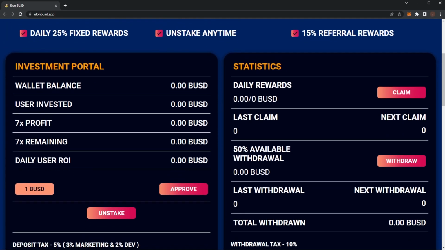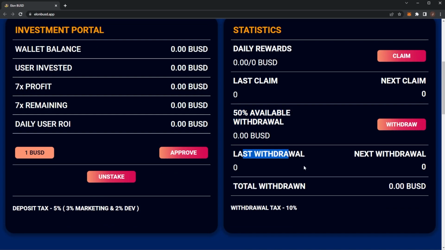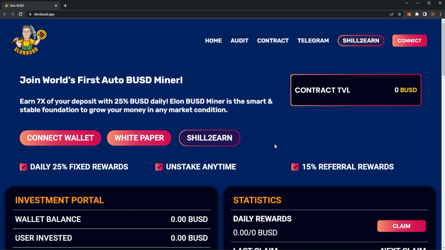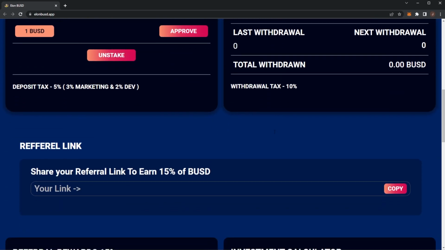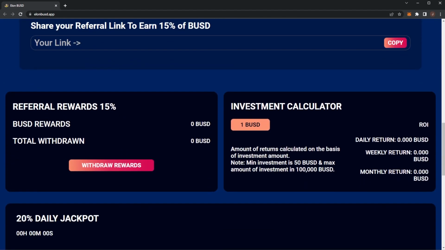And here we can see our statistics. So you'll be able to see your daily rewards of your BUSD. Last claim and next claim, 50% available withdrawal, when your last withdrawal is, and there is a withdrawal tax of 10%. We will dive into all of the details in the white paper very shortly. But now we can take a look. There's a referral system where you can get 15% referrals. And there is a pretty cool investment calculator.